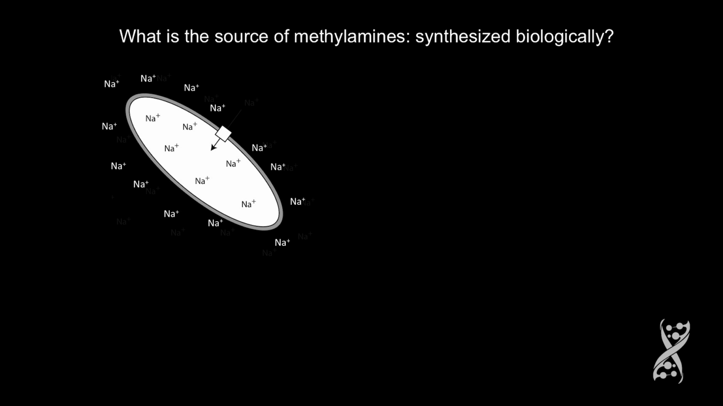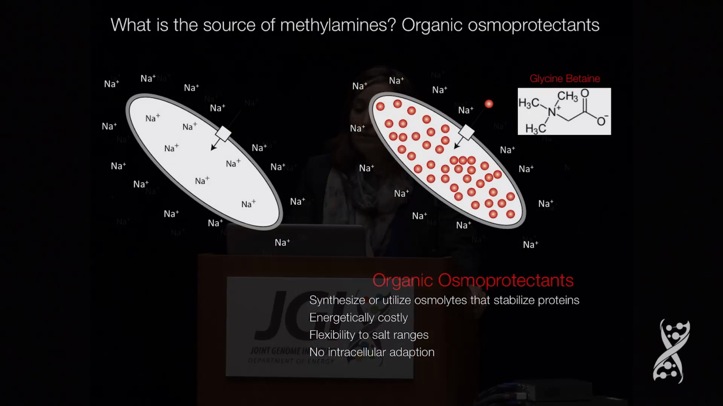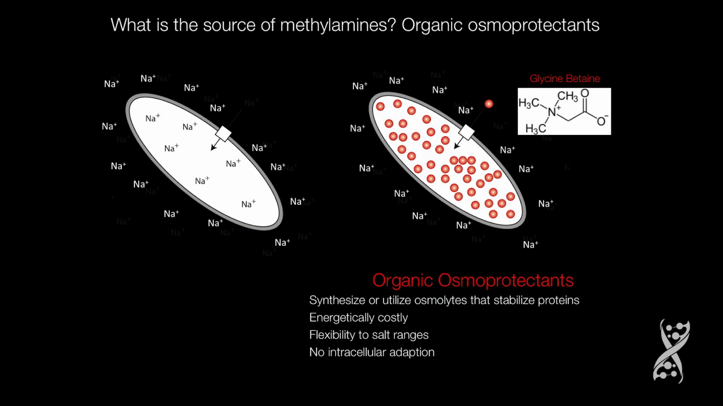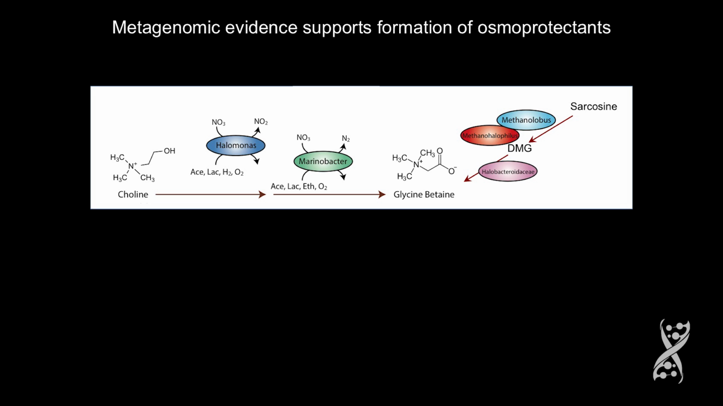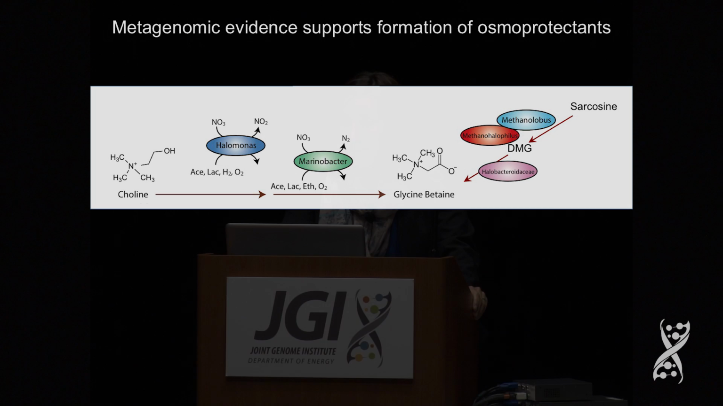The other option here is that it's synthesized biologically. And so when organisms grow in high salt environments, some of the adaptive strategies is that they produce osmoprotectants. And so the idea with the osmoprotectants is that it basically balances the osmotic pressure from the outside as well as the turgor pressure. One of the model osmoprotectants is glycine betaine, which is a methylamine compound. So the first thing we asked is, did we have any evidence in our metagenomics for the capacity to synthesize glycine betaine in the system?